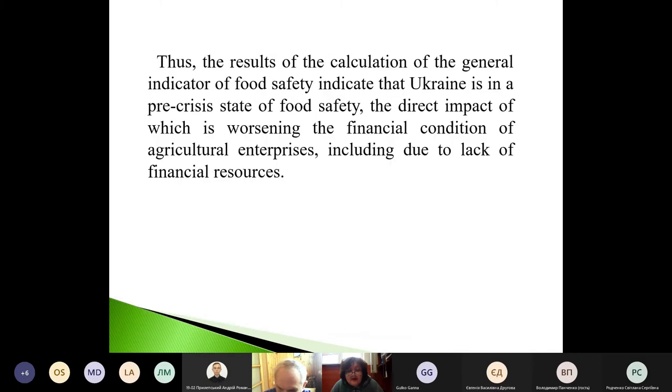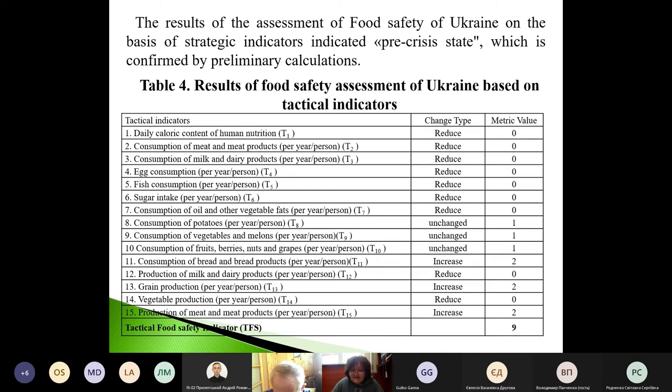And on my next table, table four, we can see the result of a food safety assessment of Ukraine based on the tactical indicators. And as a result of these tables, we can see that the Ukrainian food safety assessment based on the tactical indicators is in a state of crisis. And as a result of a calculation of the general indicator of food safety, Ukraine is in a pre-crisis state of food safety, and the direct impact of which is the worsening financial condition of agricultural enterprises, including due to a lack of financial resources.